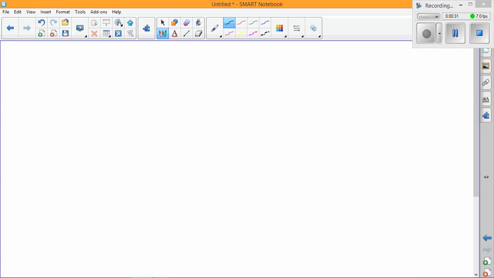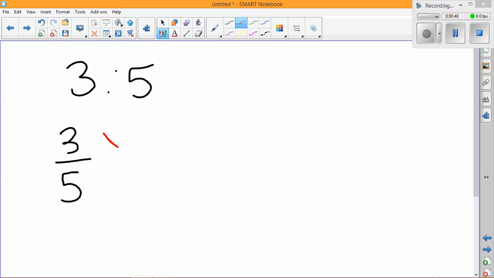So if I have a ratio of 3 to 5, to find an equivalent ratio, the first thing I want to do is write a ratio like a fraction. Since we already know how to find equivalent fractions, it becomes a little bit easier of a task. Now, if I want to find equivalent ratios, I can reduce. In this case, 3 over 5 cannot be reduced. So instead of dividing by something on top and bottom, I'm going to multiply by something on top and bottom.